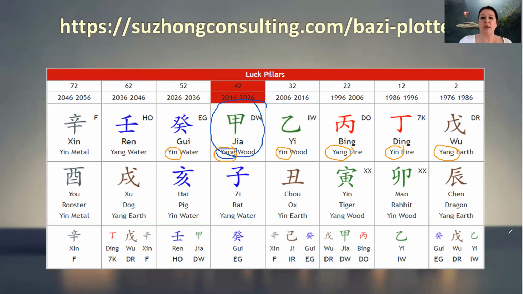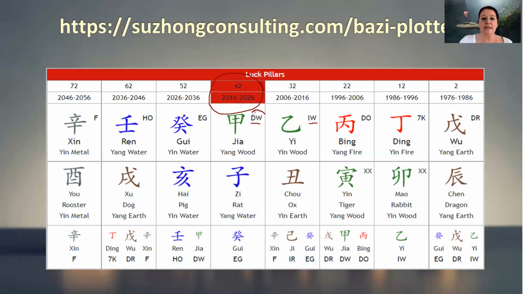Now, the other thing we look at in a luck pillar. So again, let's look at this one here. So this person goes to this particular luck pillar. Now, from a wealth perspective, the two most obvious wealth elements are the ones called DW or IW. DW stands for direct wealth. IW stands for indirect wealth.